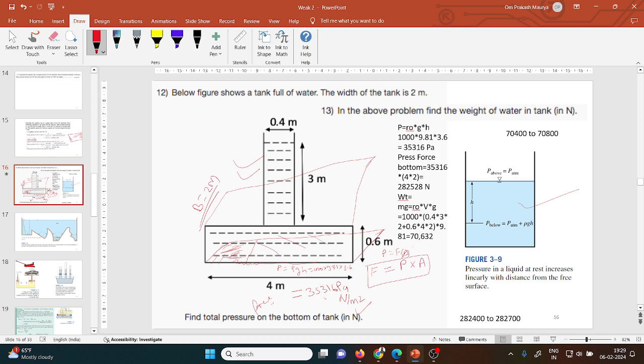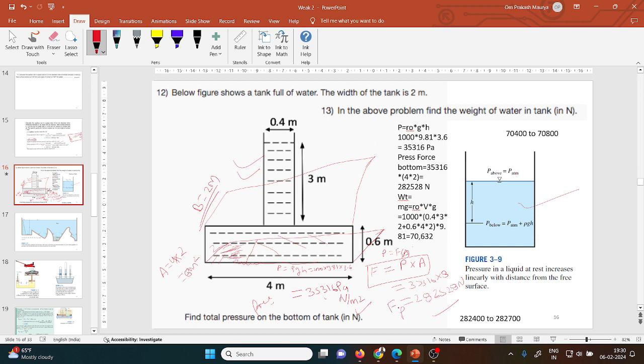So what you will do: width is 2 meter, length is 4 meter, so area is 4 into 2, that is 8 meter square. So 35316 into 8, if you calculate, you will get 282528 Newton. So this is the answer of this question.